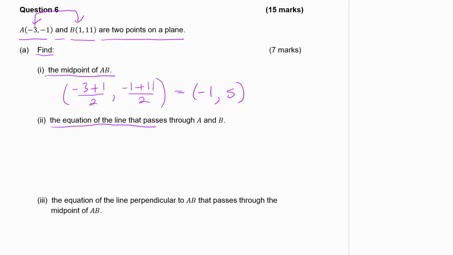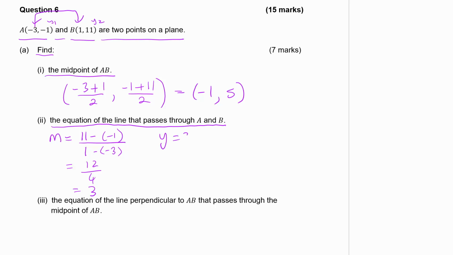Now we want the equation of the line that passes through A and B. So the first thing we're going to need is the gradient. If I do y2, let's call this one y2, this one's y1, take away y1, and divide that by x2, which would be 1, take away -3. That is 12 over 4, which is 3.